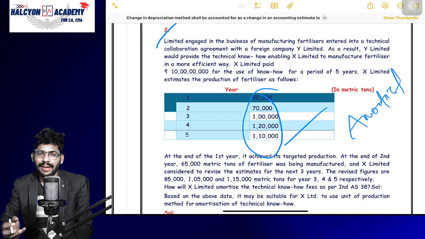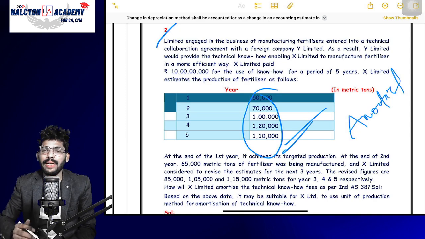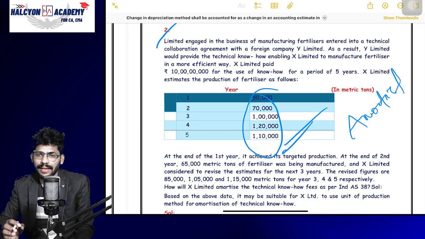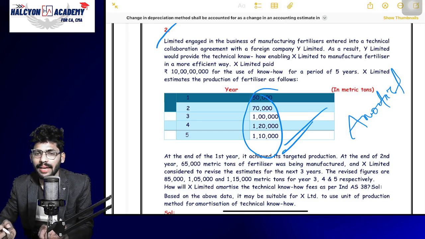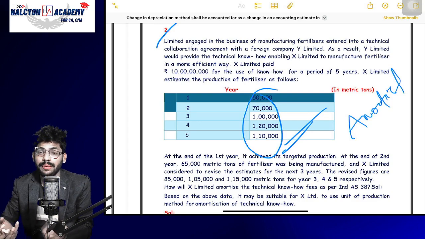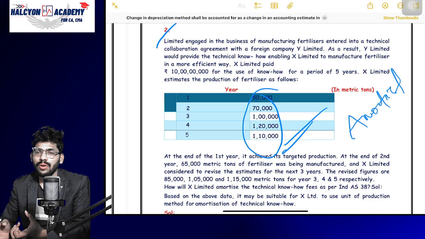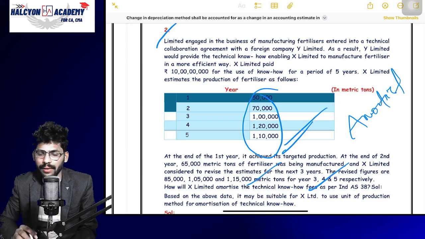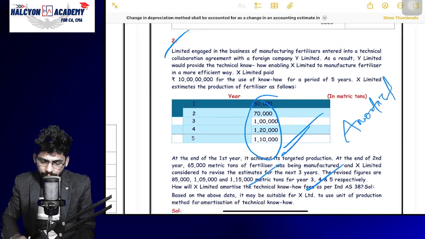So we have already discussed in our classroom, based on cash flows, based on turnover, in the same way, based on metric tons, we can calculate the amortization for each year. But we need to consider if there is any revised carrying amounts, if there is any revised estimated metric tons. Okay, so that is given in the question. This is also given in my material, so not required to discuss here.